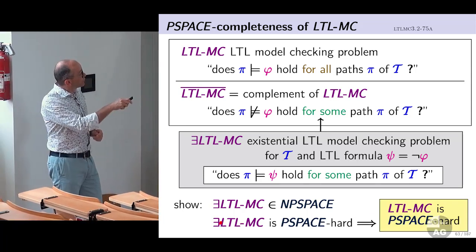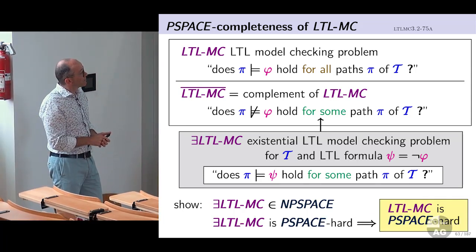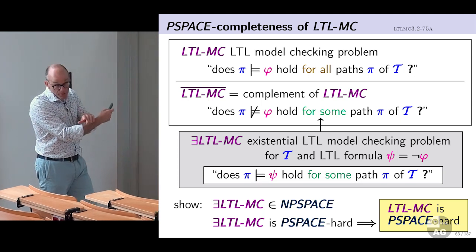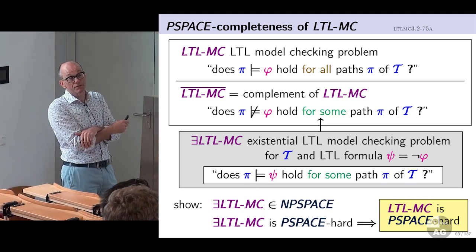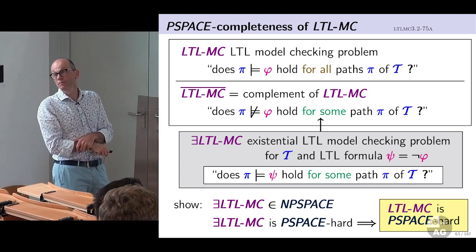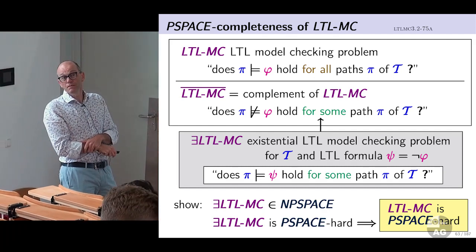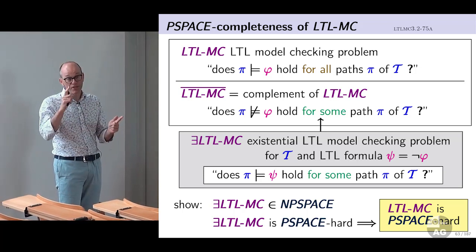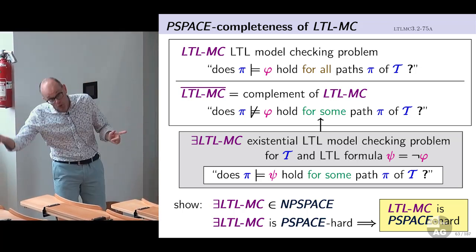Good. If we have proven this, then it means that this problem is PSPACE-hard, but because PSPACE is the same as co-PSPACE, it means the complement of this problem is also PSPACE-hard. And that's the LTL model checking problem. So I'm using in two different ways the fact that PSPACE is the same as NPSPACE, it's the same as co-PSPACE.